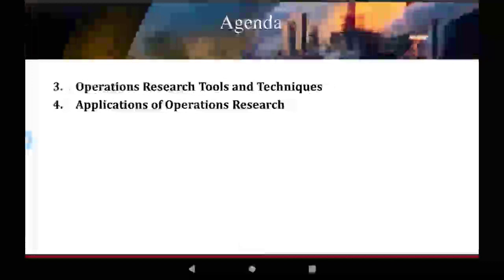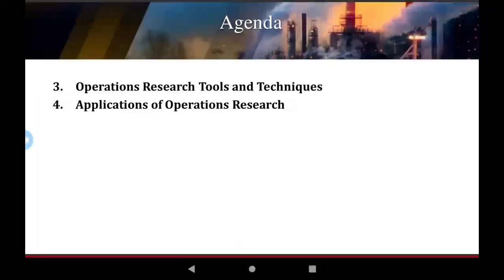The agenda for today's lecture: first, operation research tools and techniques. Second topic is the application of operation research. This is the most important topic, and we will discuss some of the different areas and fields of application of operation research, and the different steps to follow in operation research.